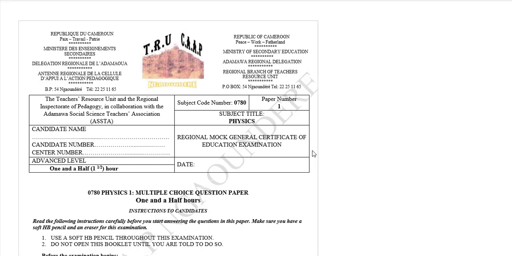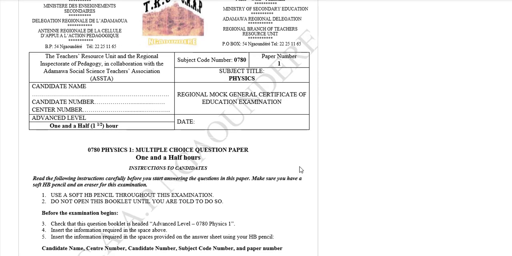Today we are going to see a paper 1 physics, and this is actually the Adamawa mock. That's the Adamawa Teachers Association mock, in other words the Nord mock. So we are going to see this paper 1, and in this video we are going to answer the first section. And the first section entails the first 35 questions.